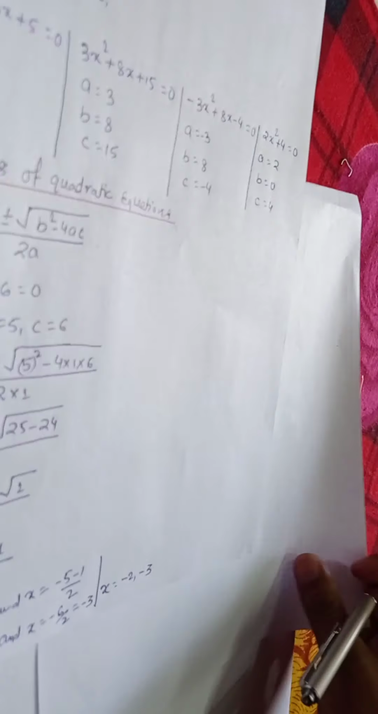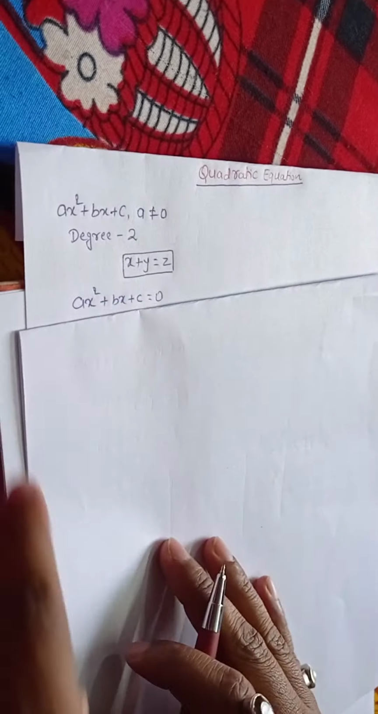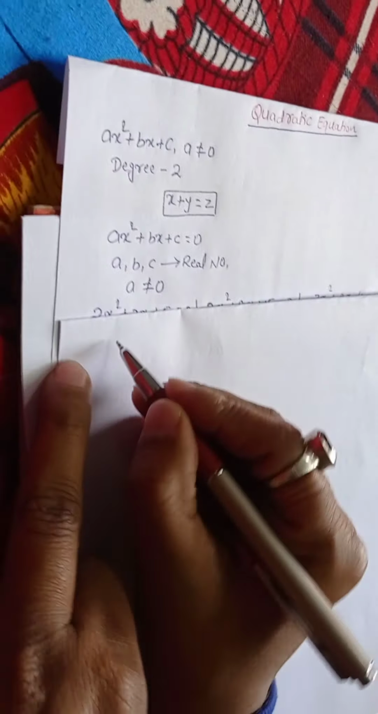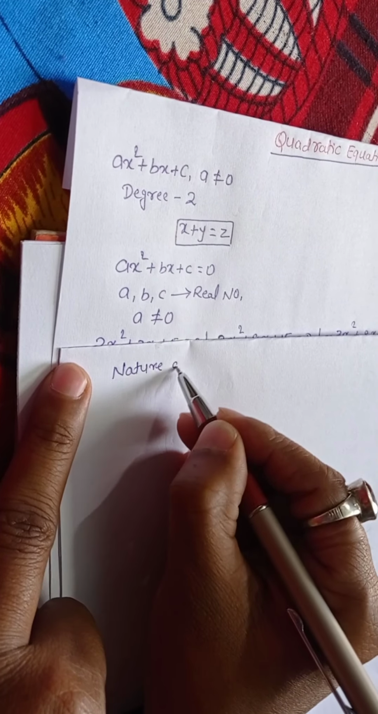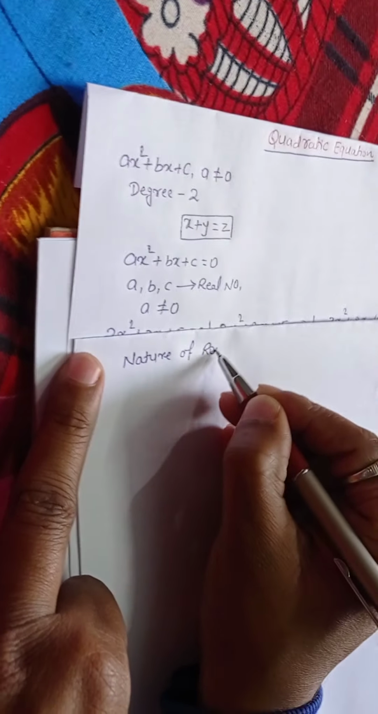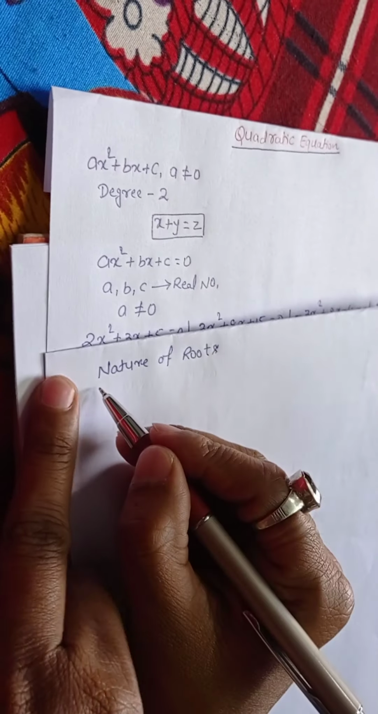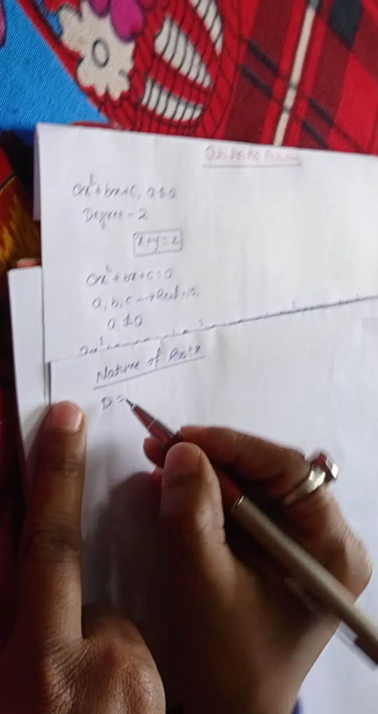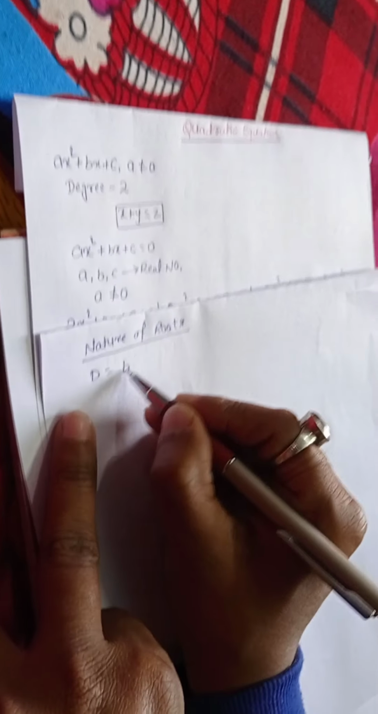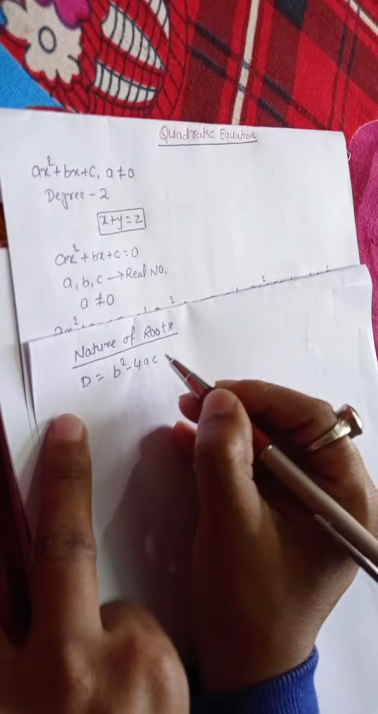Now we will discuss the next concept of discriminant for the nature of roots. For the nature of roots, we have the formula D, which is called discriminant, D equal to b square minus 4ac.